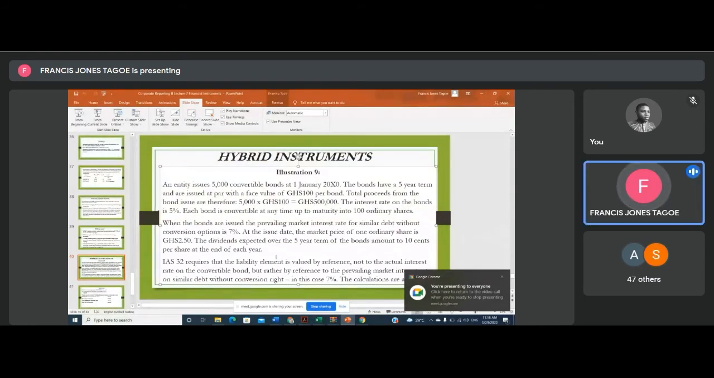The dividend expected over the 5-year term of the bond amounts to 10 cents per share at the end of each year. There are three main approaches to solving this question, but I just want you to stick to this very approach and be free.